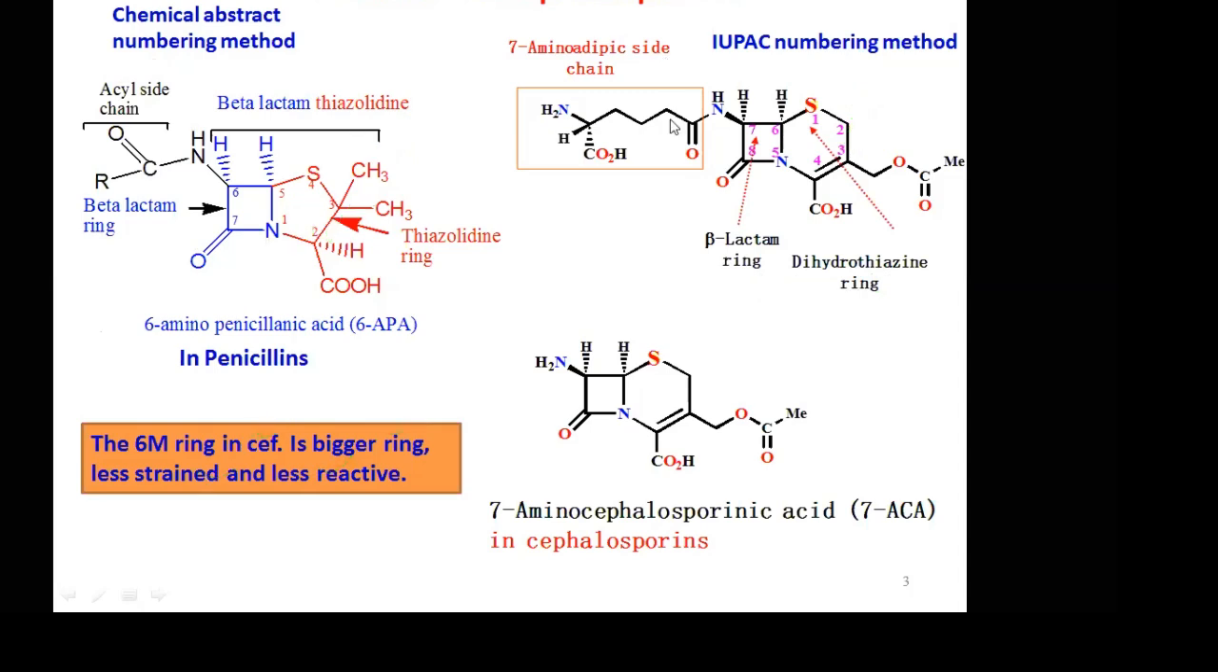Penicillins were discovered in the 1920s or 1940s, and cephalosporins in the 1960s. So these are the smaller brother to penicillin. Advantages with these drugs, we can learn in the next slide.